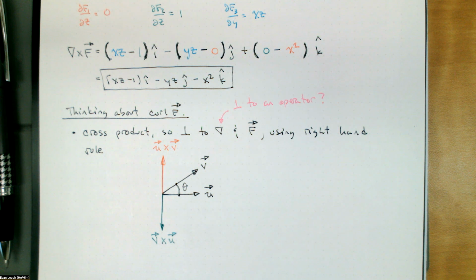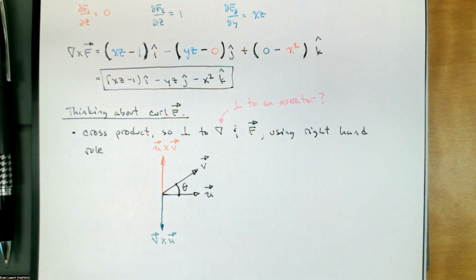So as weird as it is to think about, we put our fingers in the direction of the operator, whatever that means, and we curl them towards the vector field. So here's what we're measuring. What we're measuring is how much the vector field is swirling around. Our curl is kind of representing how much the vector field is curving around.